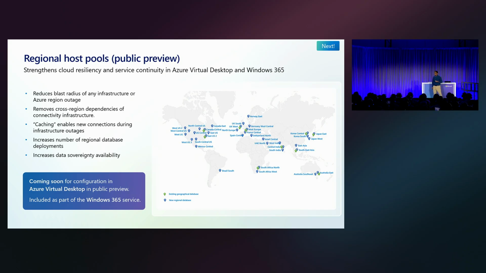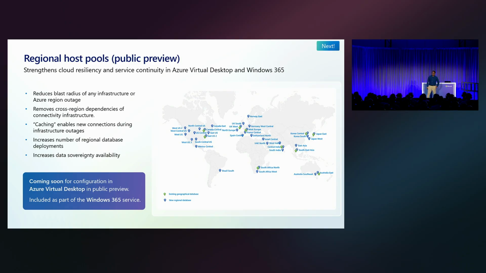Now, let's take a case where the region hosting that particular database goes down. What happens then? That could have ripple effects on the other regions in that particular geography. So that's something we want to fix, and that's where regional host pools come in. What we are doing now is taking that database and putting it in every supported region in the Azure geography for Azure Virtual Desktop.